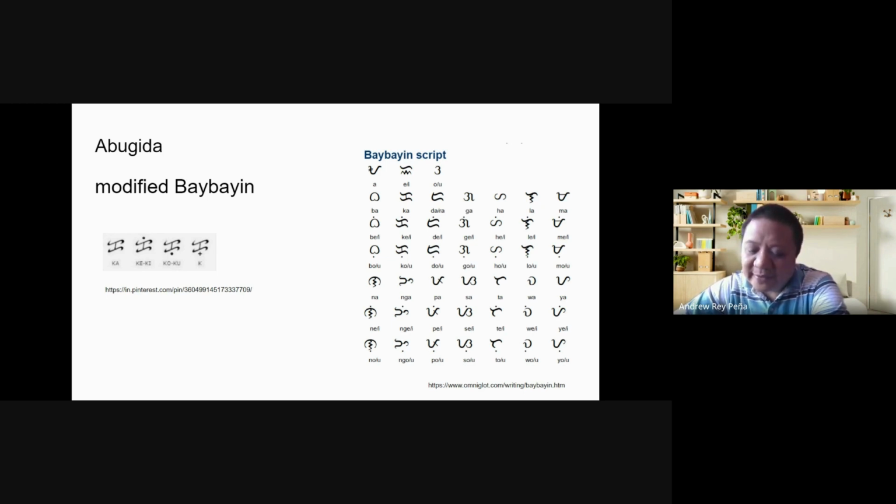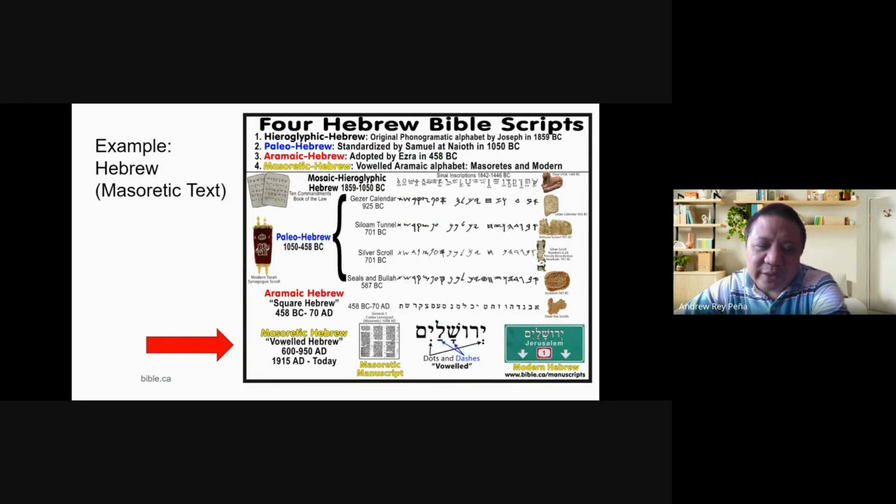Now, an example of a book with baybayin is the Doctrina Christiana. The Doctrina Christiana was a book written for catechism purposes, and it had baybayin letters, baybayin symbols. Okay, so we could say then that this is modified baybayin. This is also the case in the Masoretic text of Hebrew.